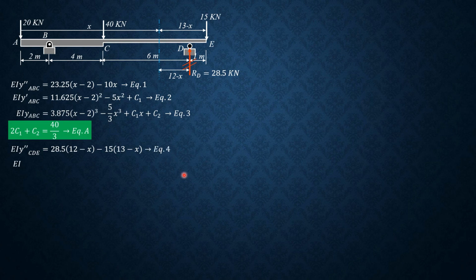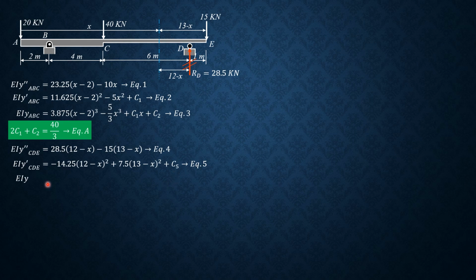EI y prime CDE equals negative the integral of 12 minus x, because this is negative x, is negative 14.25 times 12 minus x quantity squared. Then positive, because this is 13 minus x again, so positive 7.5, 15 over 2, times 13 minus x quantity squared, plus c sub 5. Call that equation 5.